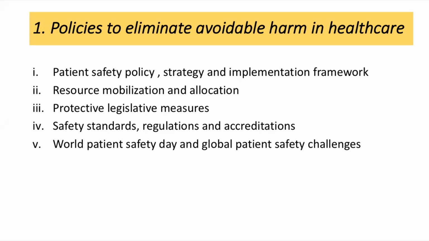Then resource mobilization and allocation. So this is required at the government level. Adequate human resources and sustainable finances for this national patient safety plan. If there is only a plan but resources are not provided, then nothing will happen. They have to develop an annual budget also.